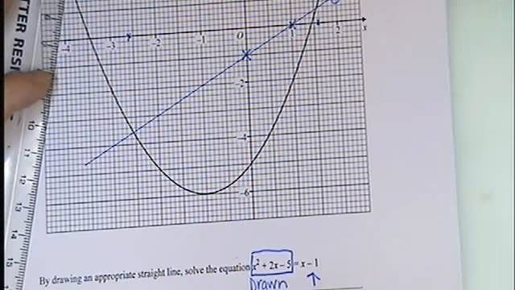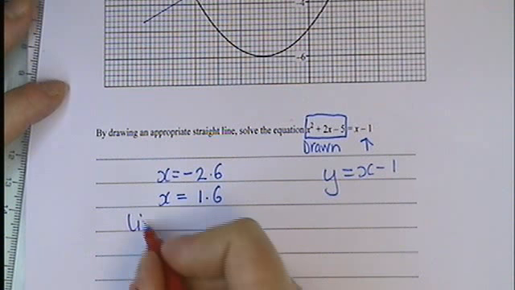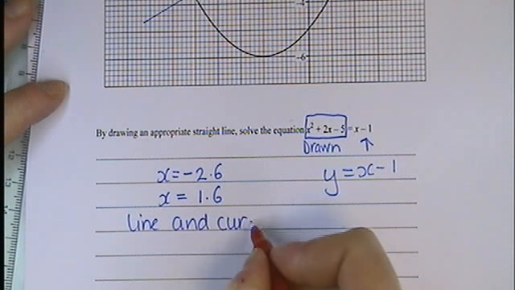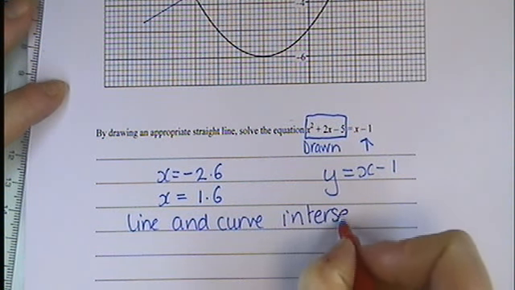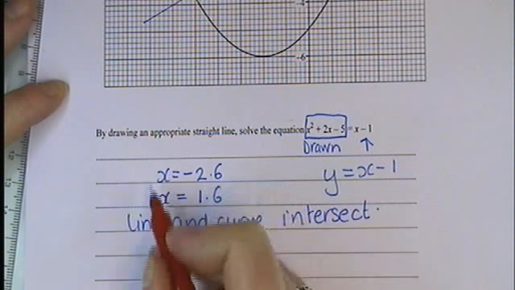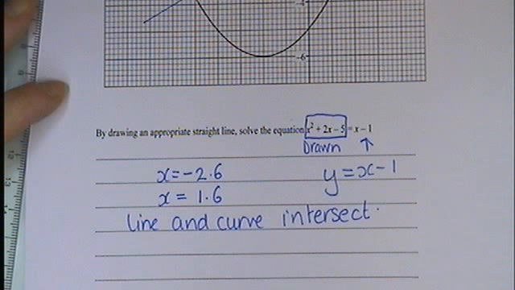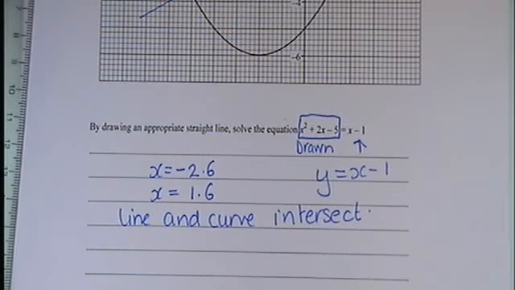So we've got the two solutions of where the line that we have drawn and the curve intersect. And we've just been asked for the x coordinates. And that's worth 3 marks in total. Typical exam question. Let's have a look at the next one.